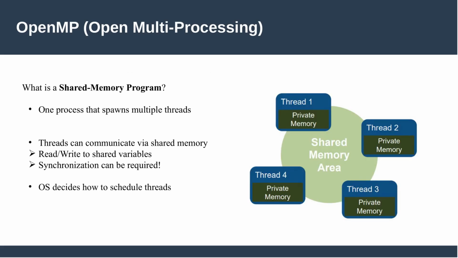A shared memory program involves a single process, creating multiple threads. These threads communicate by reading and writing to shared variables, necessitating synchronization to prevent conflicts. The operating system manages thread scheduling, ensuring efficient execution. OpenMP facilitates this by providing a framework for parallelizing code, enhancing performance through shared memory access.